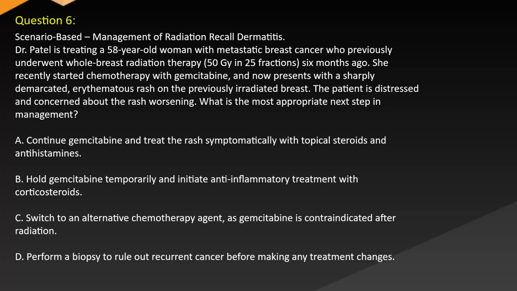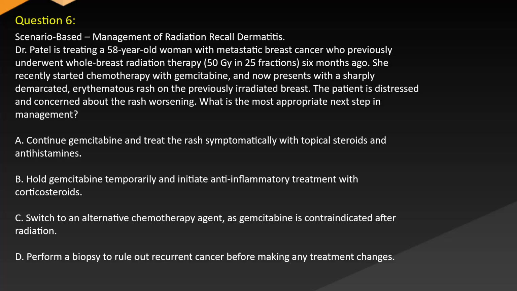Dr. Patel is treating a 58-year-old woman with metastatic breast cancer who previously underwent whole breast radiation therapy, 50 Gy in 25 fractions, 6 months ago. She recently started chemotherapy with gemcitabine and now presents with a sharply demarcated erythematous rash on the previously irradiated breast. The patient is distressed and concerned about the rash worsening. What is the most appropriate next step in management?